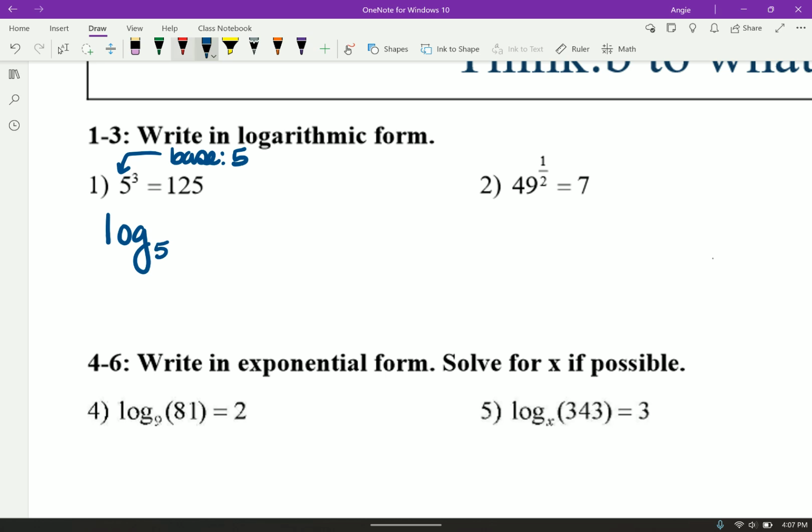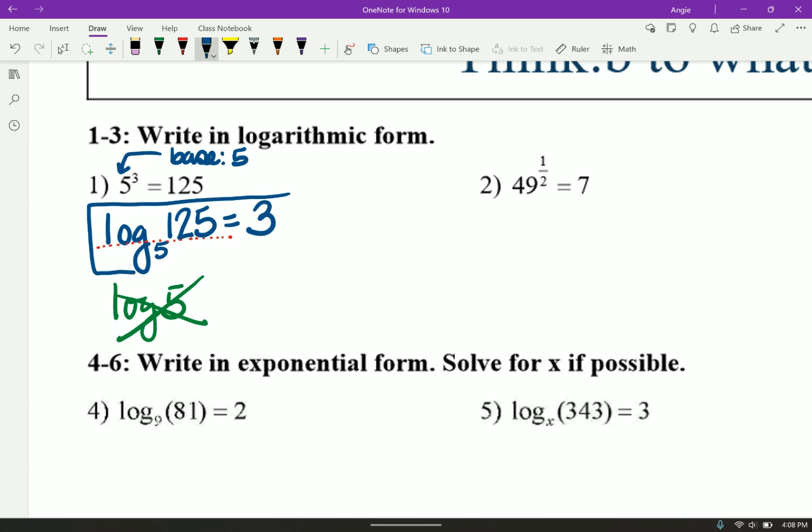Now, students, this is very important, how you write your base. Your base needs to be a subscript, okay? So that means it needs to be below the word log. It is not parallel to log. So if you write it this way, this would be incorrect. So log base 5. Again, your base 5 needs to be a subscript of the word log. Over, your answer is 125. So log base 5 of 125 equals, your exponent is 3. So it goes right there. And that's how we go from exponential form to log.